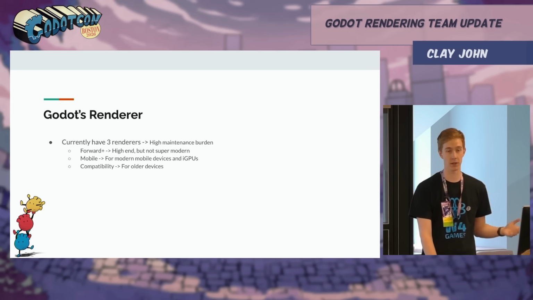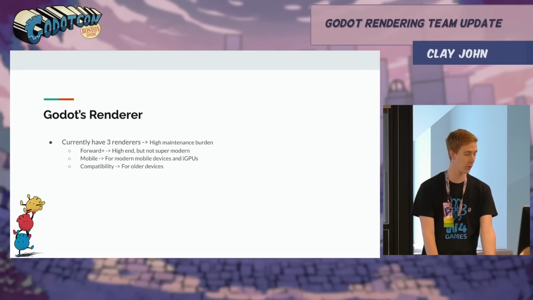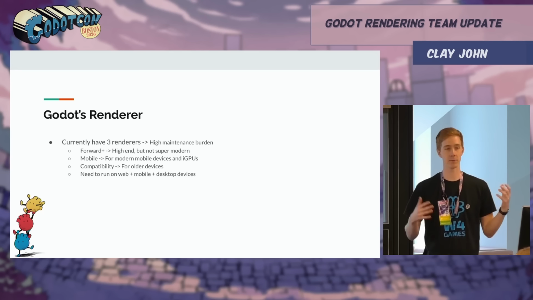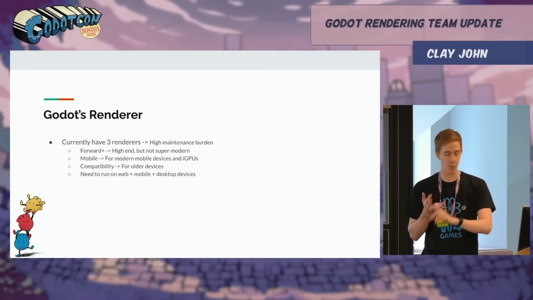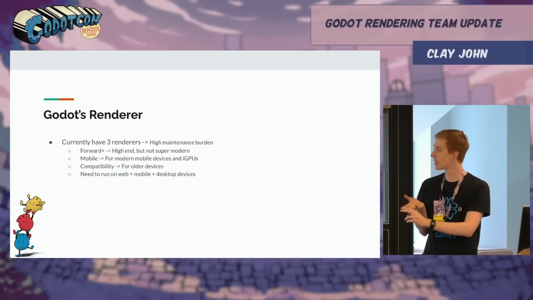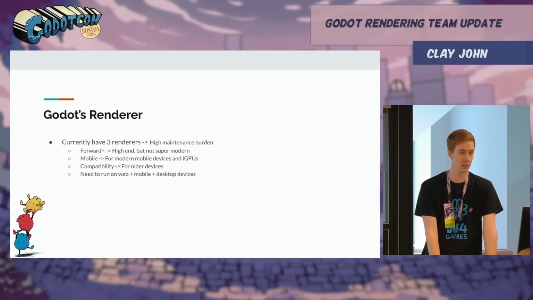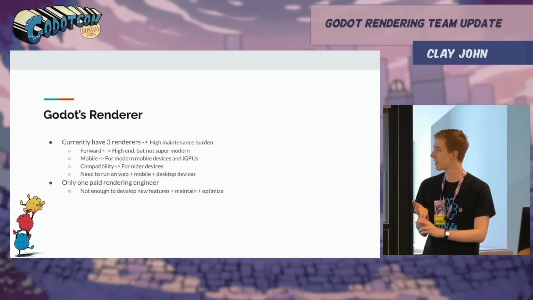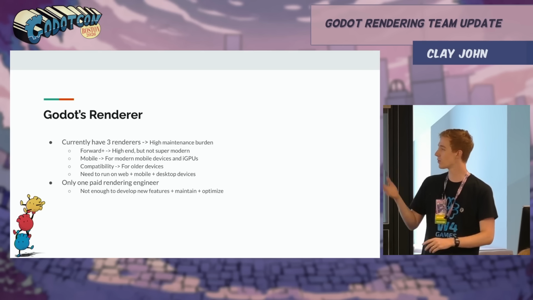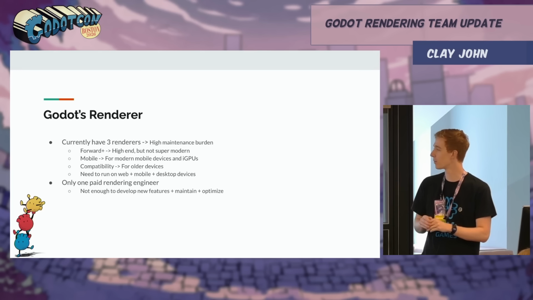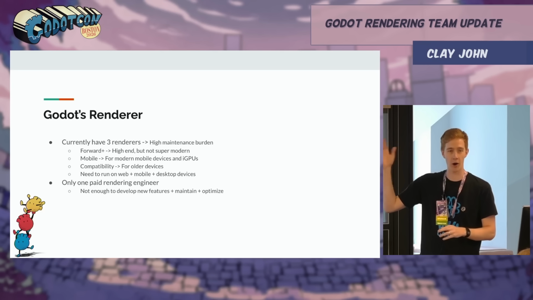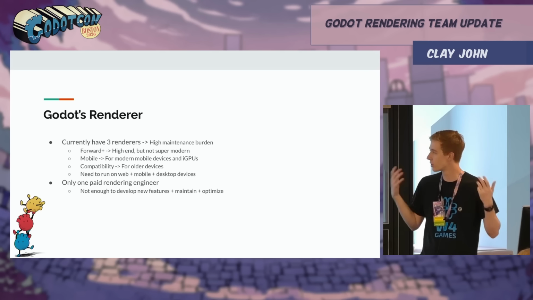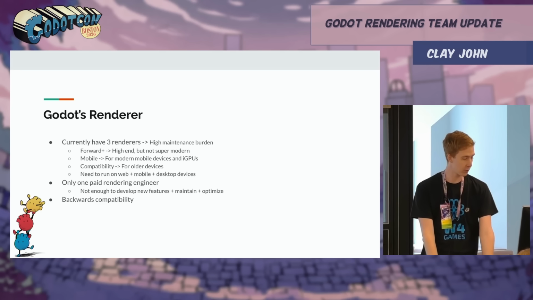And then we have the compatibility renderer, which is made for older devices. It's made for web. It's made for low-end devices that don't support Vulkan well. So we have to do all of that, and we have to make sure that we're running things well on web, mobile, and desktop devices. So a lot of permutations there and a lot of different levels of devices, which we may or may not have access to. And we only have one paid rendering engineer. So try to imagine developing new features and maintaining features and optimizing features. I showed how much he was able to do earlier, but one person isn't enough to do all of that and keep everything moving forward.